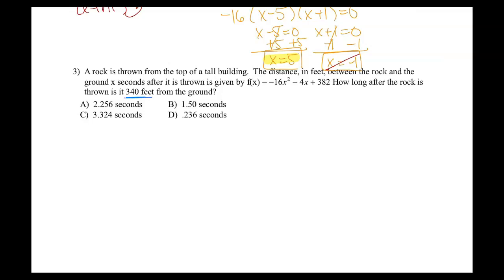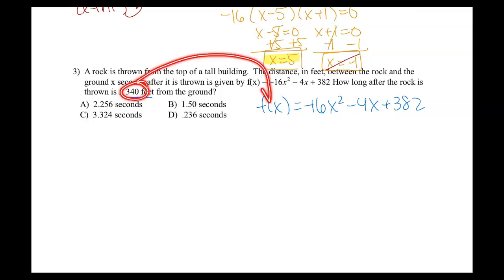So what I'm going to do is reuse the f of x equals -16x squared minus 4x plus 382. And for 340, there's only 2 places to plug this in, guys. You tell me. Do I plug it in here for the entire f of x, or do I plug it in here for each of the x's?